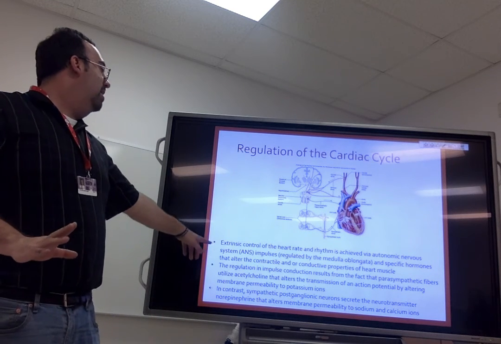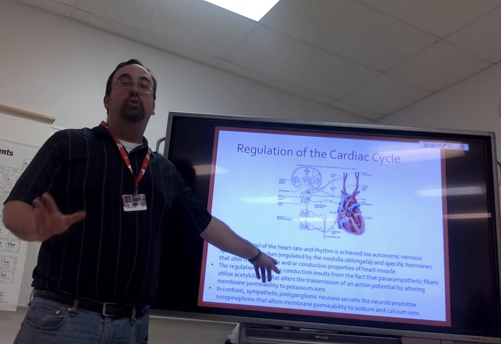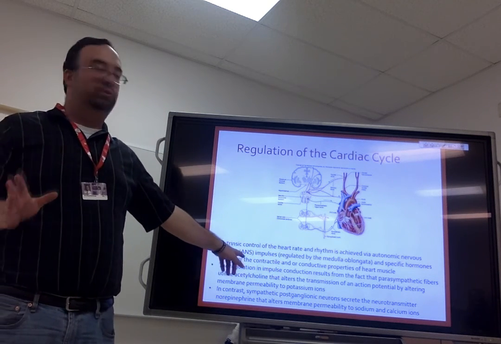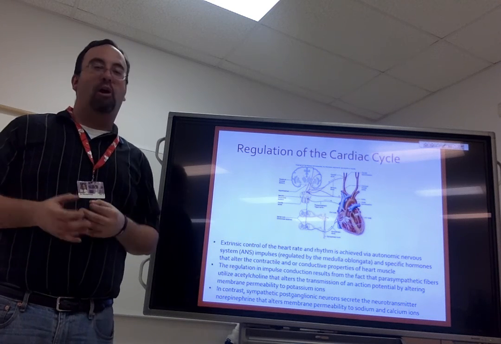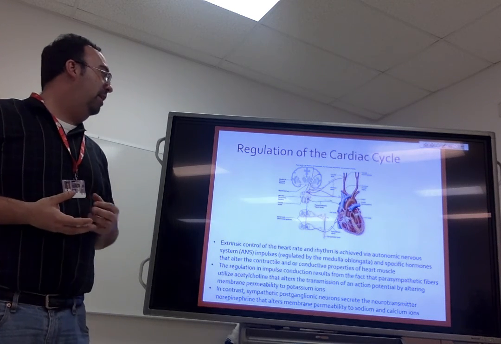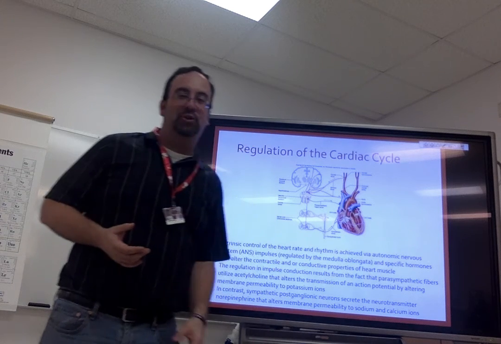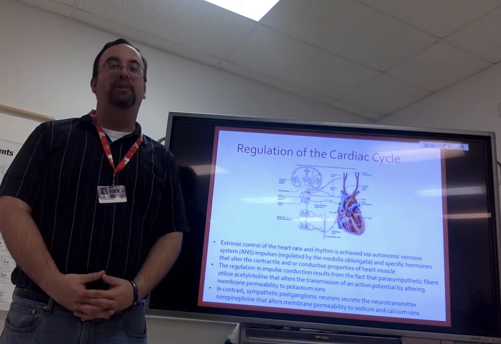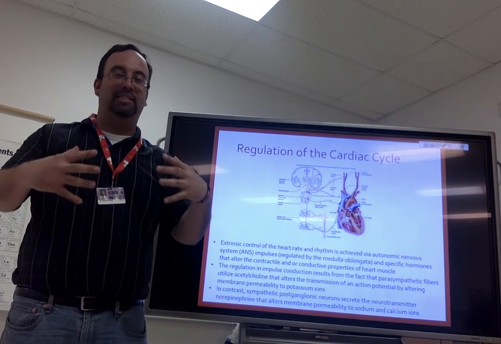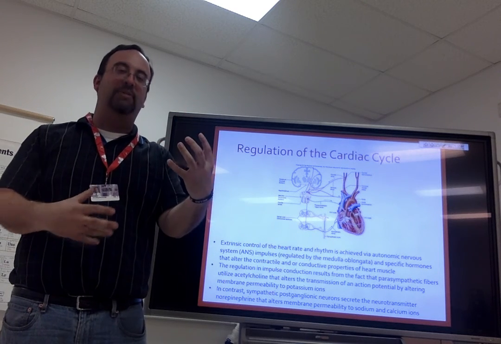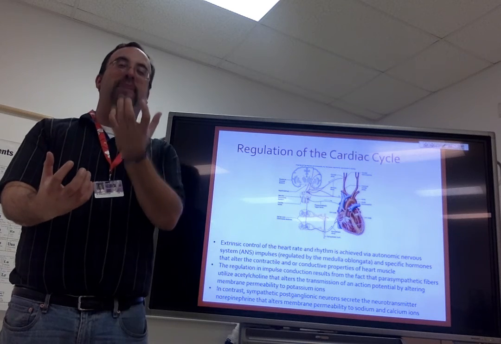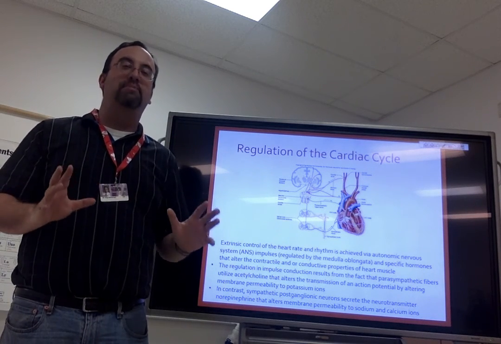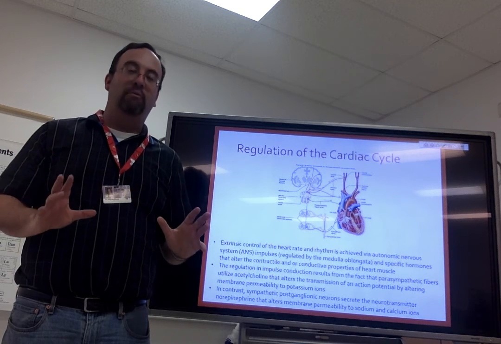All right. It's regulated by the medulla oblongata and specific hormones that alter the contractile and or conductive properties of heart muscle. So this also ties into the endocrine system. So it does also talk a little bit about that as well. So again, we can see how we have the cardiac system, we have the nervous system, we have the endocrine system. They're all coming together to help keep your heart beating in the right rhythm.